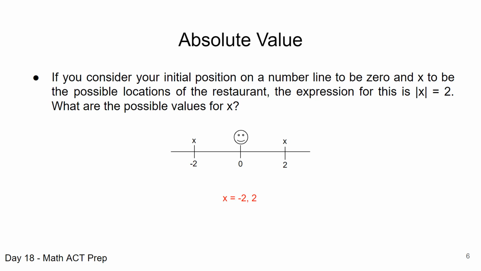So when we have absolute value, we have two values. We have the positive value and the negative value. When we're just looking at the absolute value of a number, the absolute value of 10 is 10. The absolute value of -10 is 10. We're looking at the value of the number without regard to the sign.